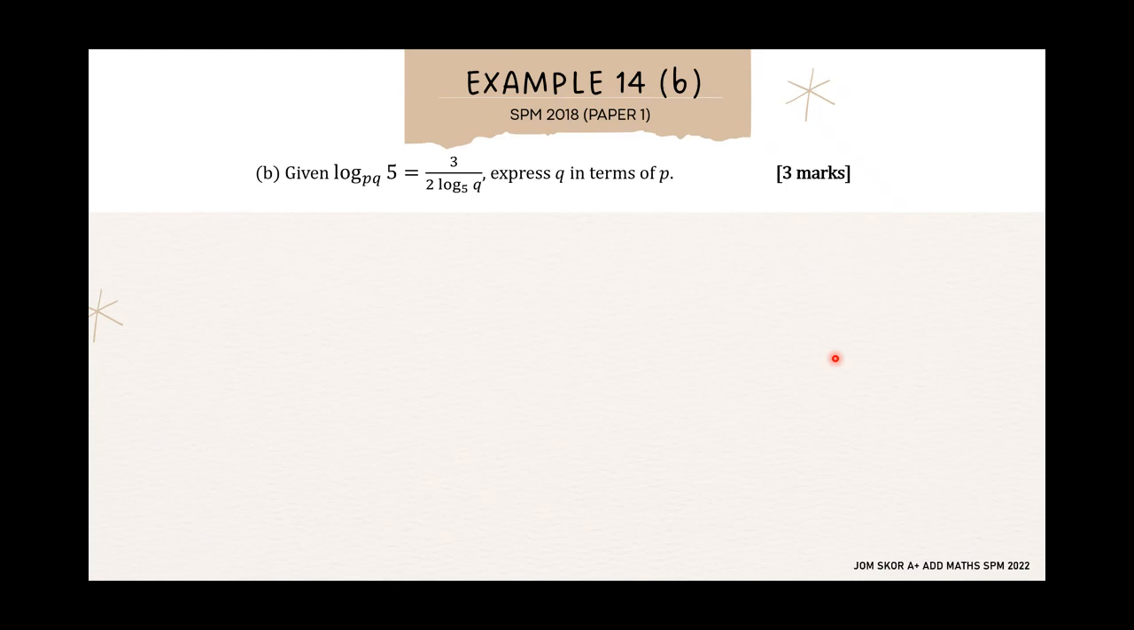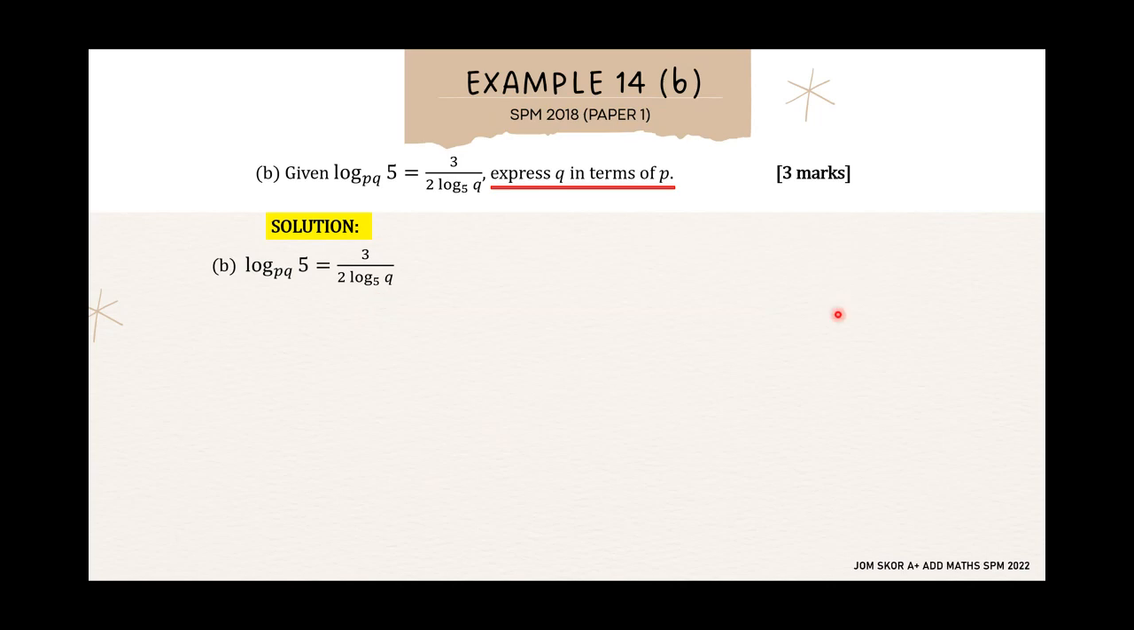Given log 5 base PQ is equal to 3 over 2 log Q base 5. Express Q in terms of p. Okay, kita nak Q sebagai subjek dan jawapan akhir kita dalam p. Okay. So, apa yang kita perlu buat? Yang pertama, kita ada log 5 base PQ. Okay, nampak tak kiri dan kanan sekarang? Base adalah berbeza. Okay, on your left hand side, we have PQ as the base. And on your right hand side, we have 5 as the base.